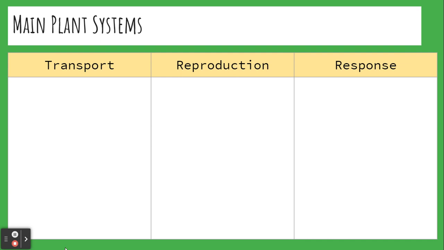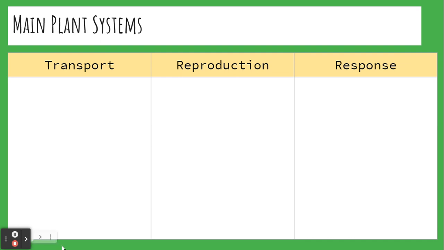What do our plants do to respond to different stimuli, whether those stimuli are external on the outside or internal on the inside? So we're going to start first with transport and a few little details you need to know. We are going to go into greater detail with each of these processes throughout the rest of this week, going into next week. So be on the lookout for that.